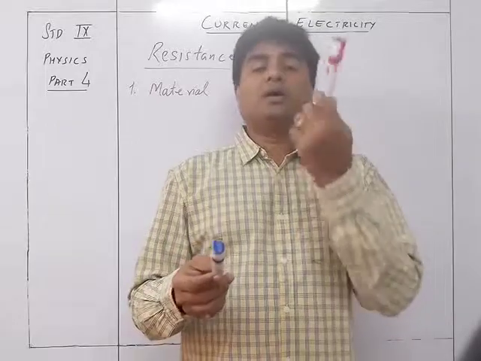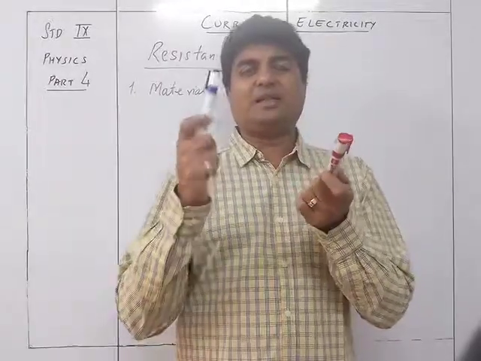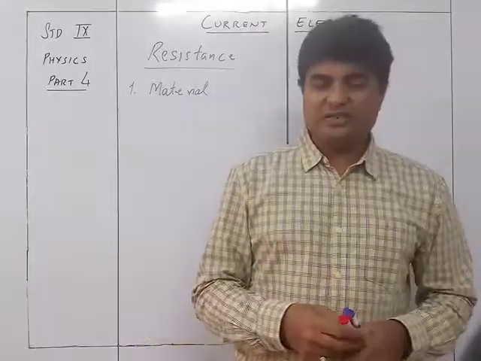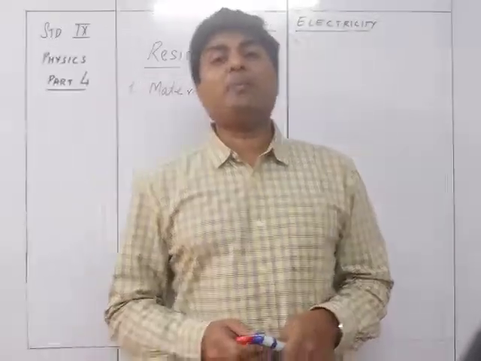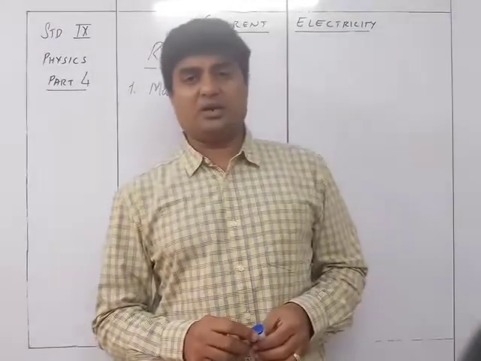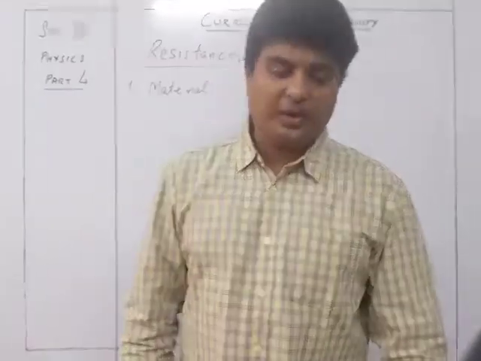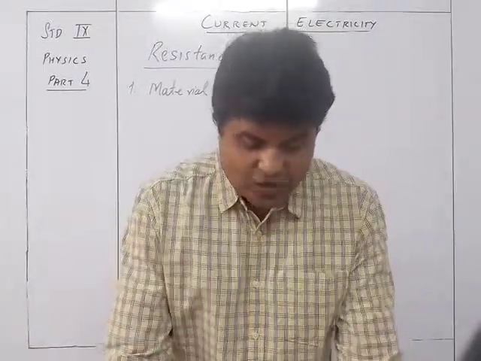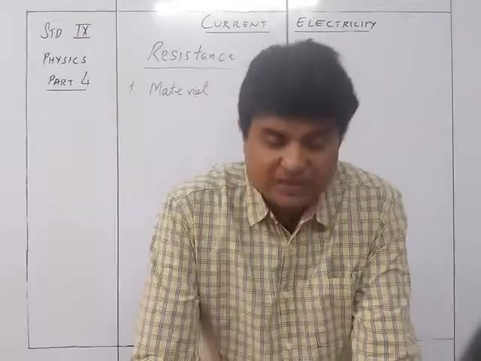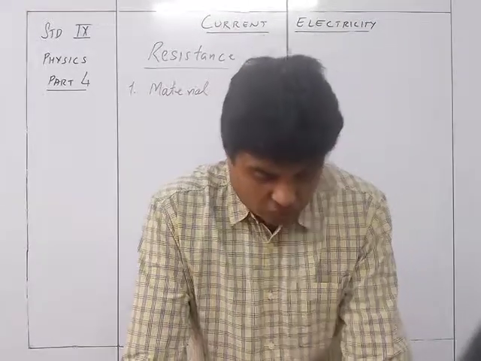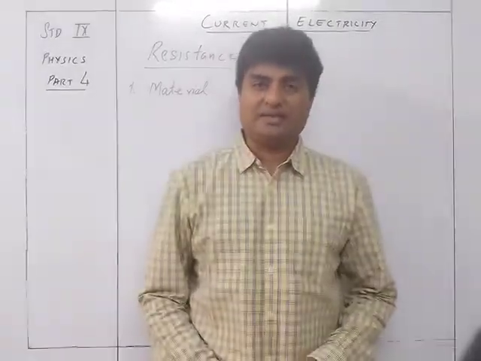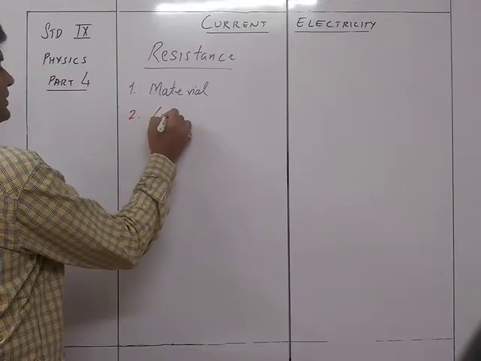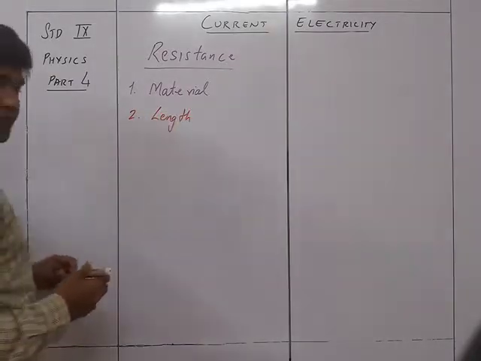But still, the copper will have lesser resistance and the aluminum will have more resistance. So depending upon the material of the conductor, the resistance is going to increase or decrease. Good conductors having a higher concentration of free electrons, such as metals, offer less resistance. So always, good conductors will have less resistance. The second one is the length of the wire.